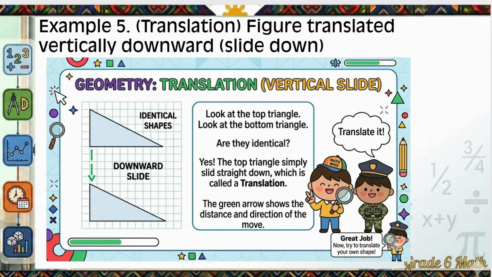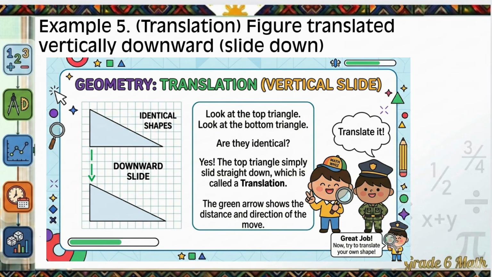2. Are they identical? Look at the features of both triangles. Is the tall side still on the left? Yes. Is the pointy end still facing the right? Yes. Is it the same size? Yes. If everything stays the same, it is a translation.